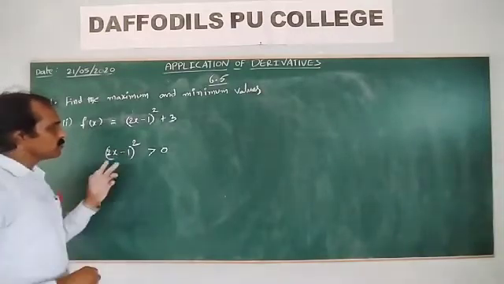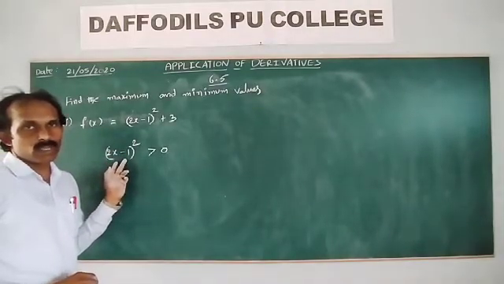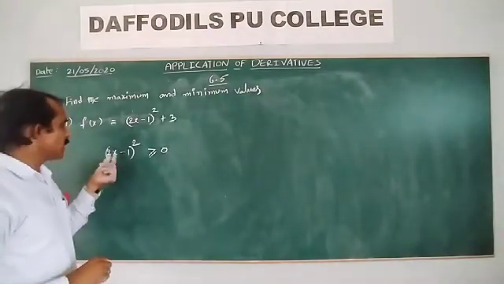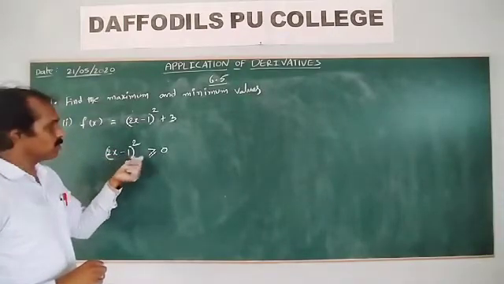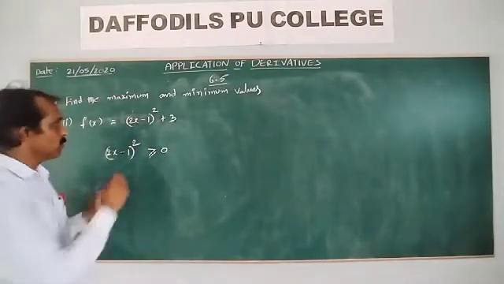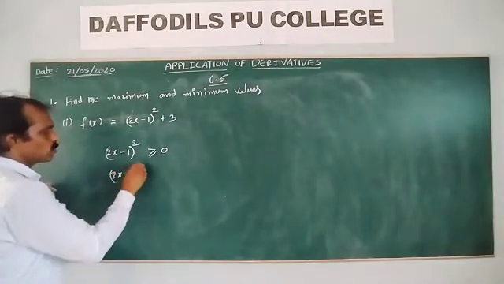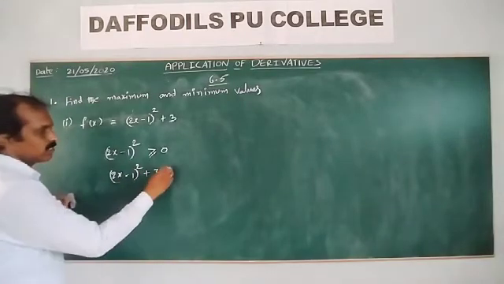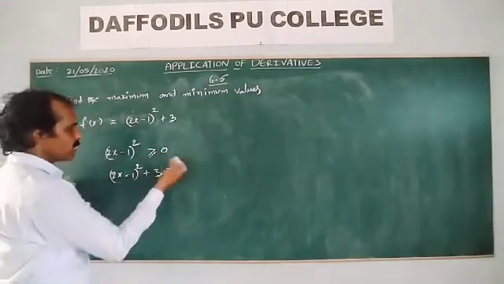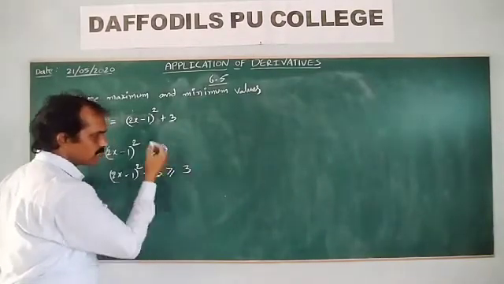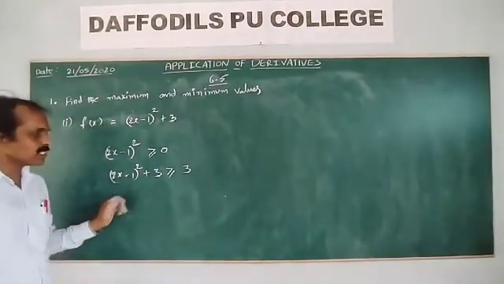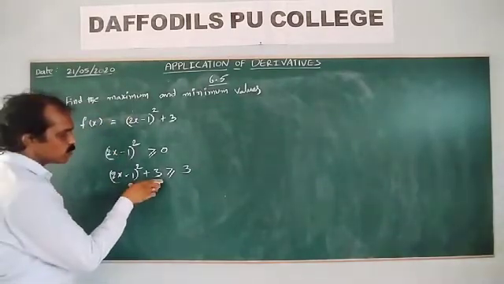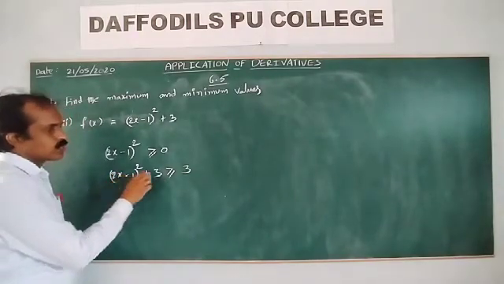At x equal to 1 by 2, this value is greater than or equal to 0. Right? 2x minus 1 whole square is greater than or equal to 0. Then 2x minus 1 whole square plus 3, on this side also add 0 plus 3. So 2x minus 1 whole square plus 3 is greater than or equal to 3. They ask the maximum and minimum value. At x equal to 1 by 2, the value is 3.